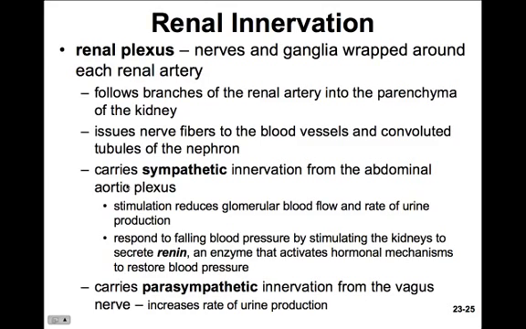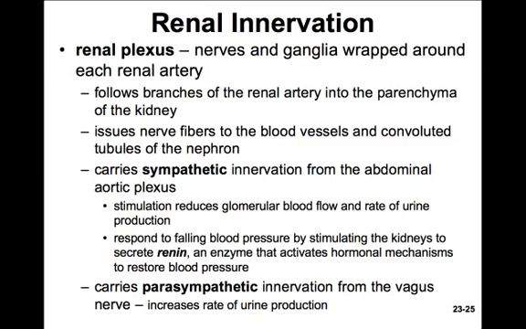Now, naturally, as with any other organ, the kidney is innervated. It's innervated by the renal plexus. The nerves and ganglia wrap around each renal artery and follow the branches of a renal artery into the parenchyma of the kidney, the functional tissue. And it sends out nerve fibers to the blood vessels and the convoluted tubules of the nephron.